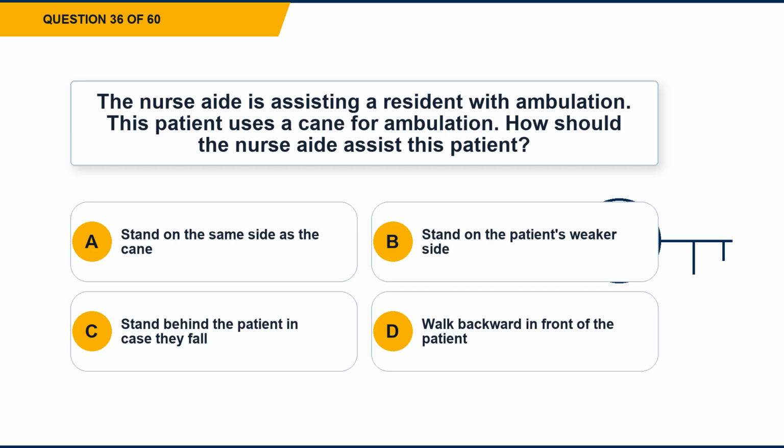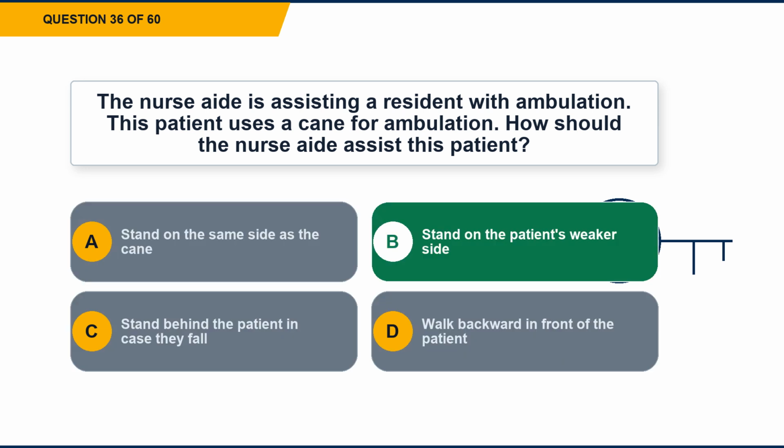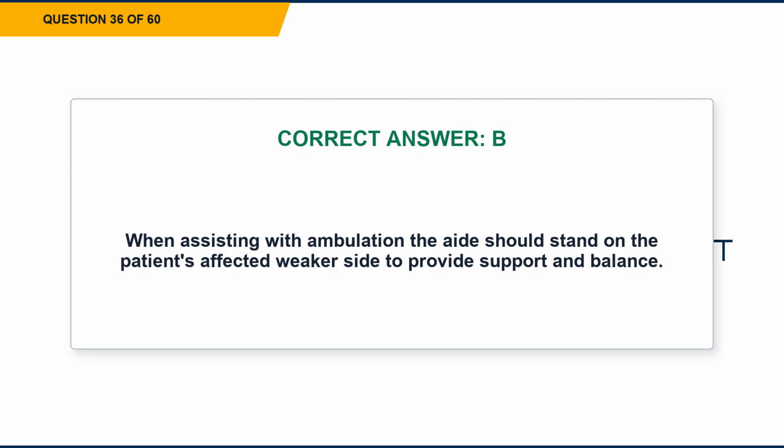Question 36. The nurse aide is assisting a resident with ambulation. This patient uses a cane for ambulation. How should the nurse aide assist this patient? Option A, stand on the same side as the cane. Option B, stand on the patient's weaker side. Option C, stand behind the patient in case they fall. Option D, walk backward in front of the patient. The correct answer is option B, stand on the patient's weaker side. Explanation: when assisting with ambulation, the aide should stand on the patient's affected weaker side to provide support and balance.